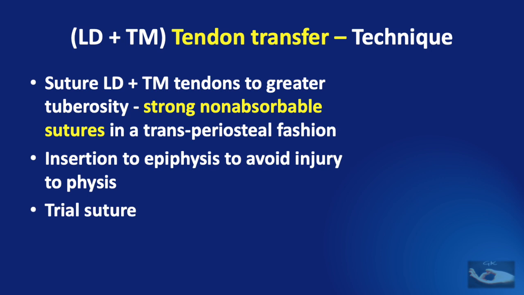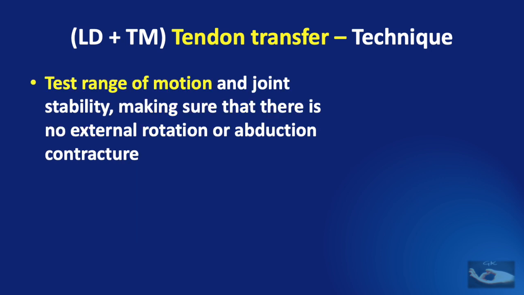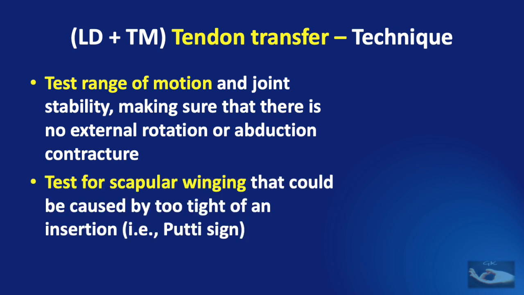First, a trial suture is taken. The range of motion and the joint stability are tested, making sure that there is no external rotation or abduction contracture with the applied trial suture. We also need to test for scapular winging that could be caused by too tight an insertion, that is the putty sign, which we have already discussed in a previous video.